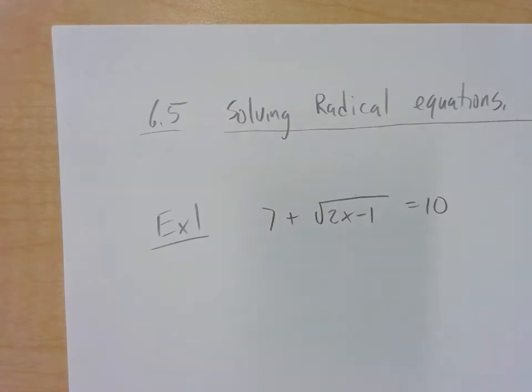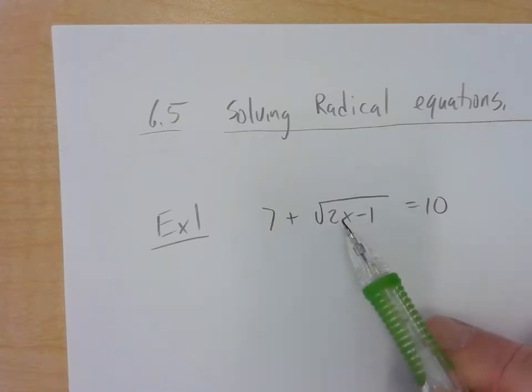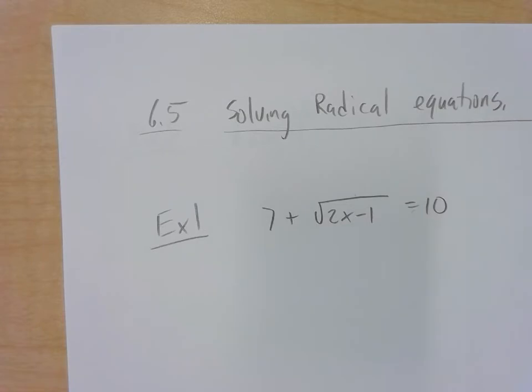All right, this section is 6.5. It's all about solving radical equations. This is an equation because it has the equal sign and it has the radical symbol in it, so this would be a radical equation.